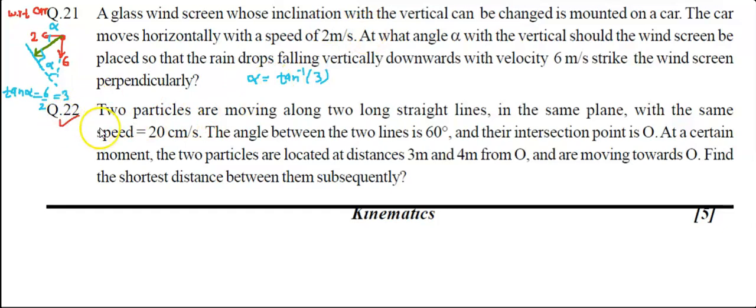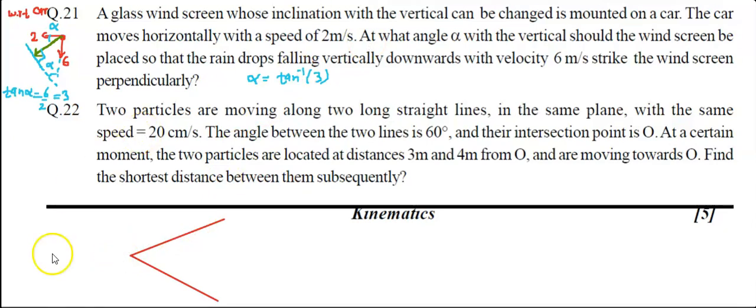It says two particles are moving along straight lines in the same plane, and the speeds are equal, 20 centimeters per second, and an angle of 60 degrees is given between them. O is the intersection point. At a given moment they are located 3 and 4 meters from O and moving towards O. We need to find the shortest distance and the subsequent motion. So let's draw a picture. That's one line and this is another line. They are at 60 degrees. So this is the intersecting point O.